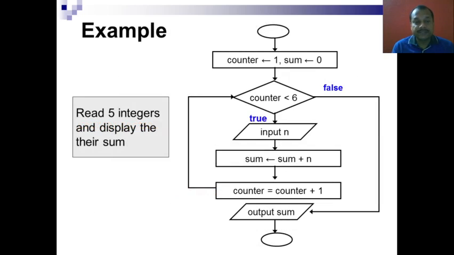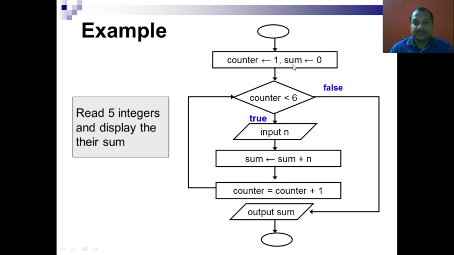Here is the first example of an iterative situation. The input is 5 integers and we display their sum. Very simple, and you see that it is a flowchart. Initially we will demonstrate using the flowchart, then we will map to some programming construct. So first, this is your start node. From here, I am initializing two variables.